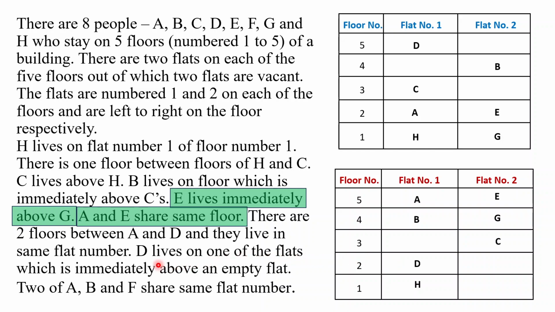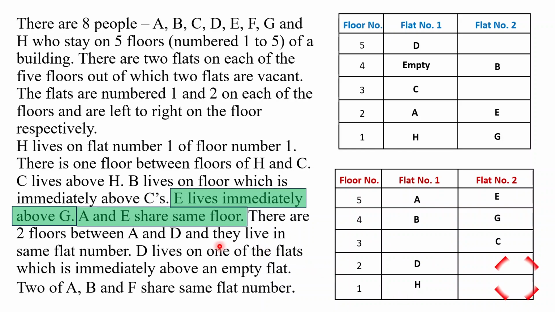Okay. Now next it is given that D lives on one of the flats which is immediately above an empty flat. So in case number 1, as you can see students, flat number 1 of floor number 4 is vacant. So we can consider that this is an empty flat. And according to the question, D is living just above the empty flat. In case number 2, as you can see, the flat below D, H has occupied that position, which means the second case is wrong according to the question.